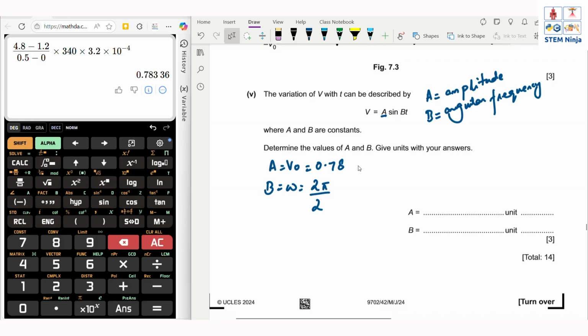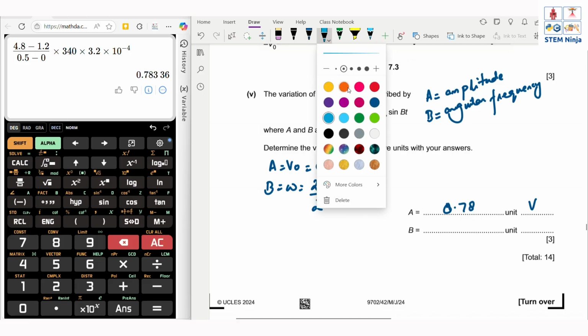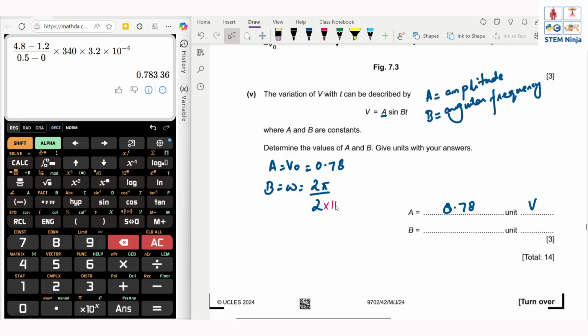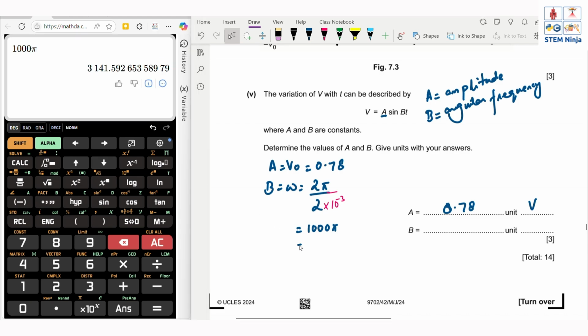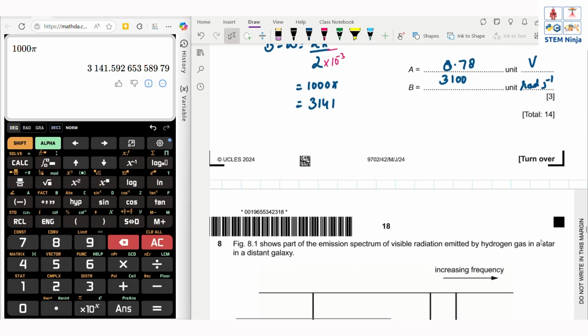However, since V is in volts, the angular frequency should be written in radians per second. So to do that, we divide this by 10 to the power minus 3. So we get 1000 pi, which is 3141. So roughly about 3100 radians per second. Okay, all right, moving on.